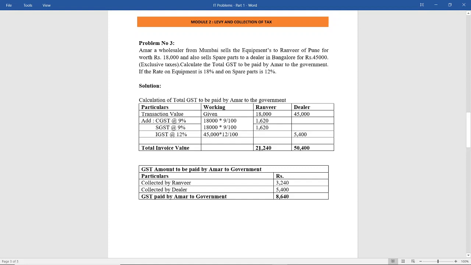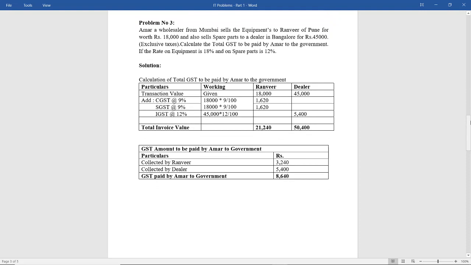So it is 21,240 in case of Ranveer, and in case of the dealer, Amar is going to collect 50,400. Now how much is the amount Amar is going to pay to the government? Amar is going to keep the transaction value with himself and only pay the GST taxes to the government.